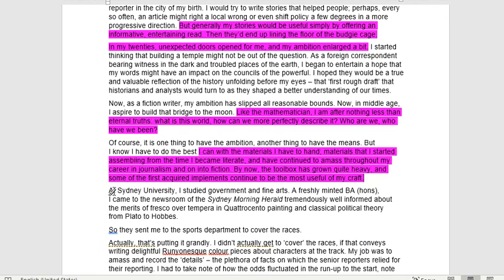She starts to give us back her own life story here. At Sydney University, I studied government and fine arts. A freshly minted Bachelor of Arts and Honours, I came to the newsroom of the Sydney Morning Herald tremendously well informed about the merits of fresco over tempera in Quattrocento painting and classical political theory from Plato to Hobbes.